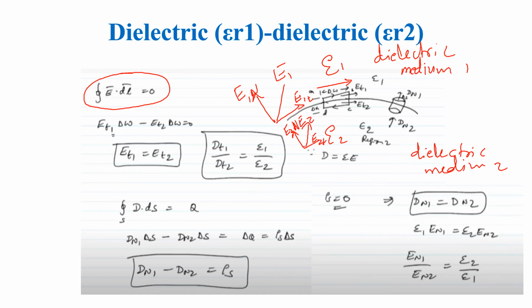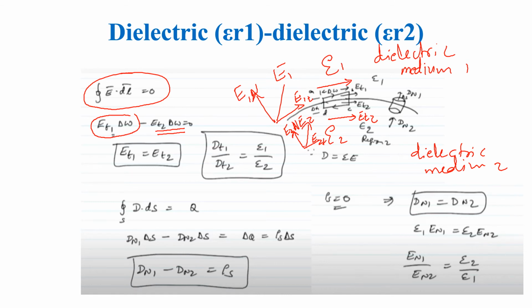Therefore, E dot delta W is ET1 delta W cos 0. That gives ET1 delta W. ET1 is the tangential component of electric field in the first medium. In the same way, we are doing the integration for C to D. When you are doing C to D, the electric field is ET2, but the length is from C to D. So the angle between ET2 and the length component is 180 degrees. Therefore, ET2 delta W cos 180. That is why the minus sign is there.